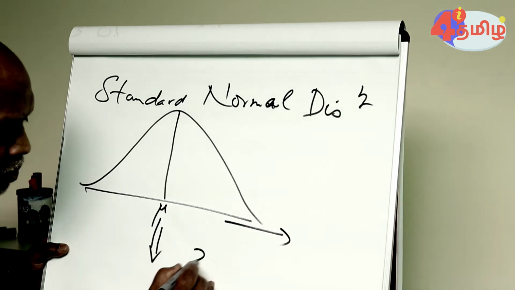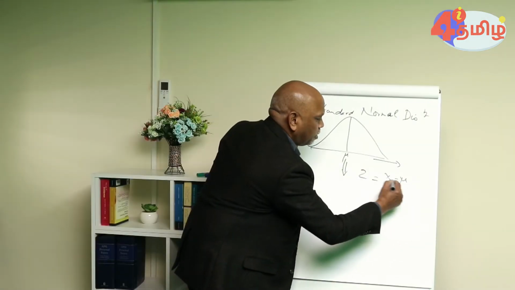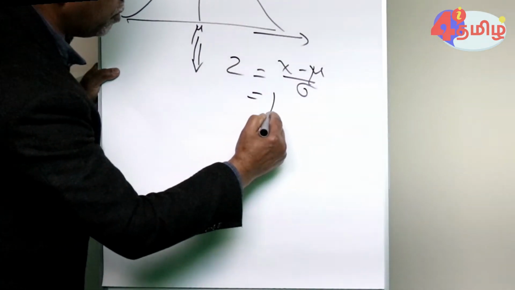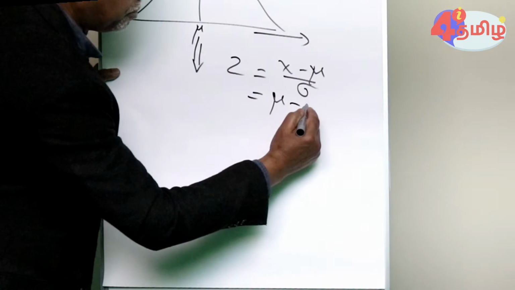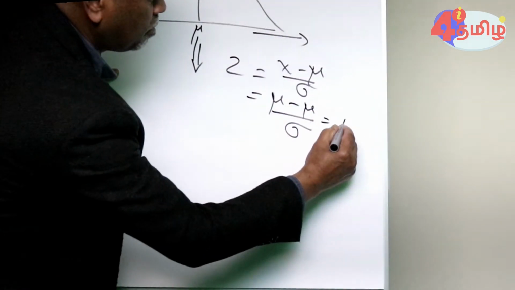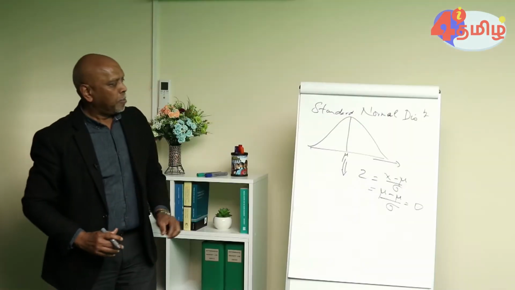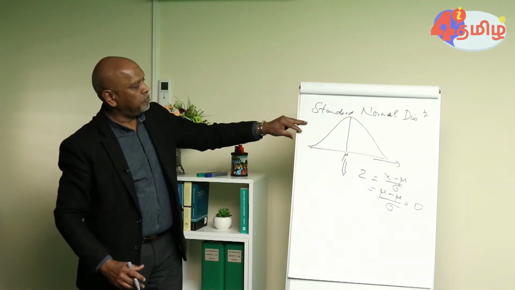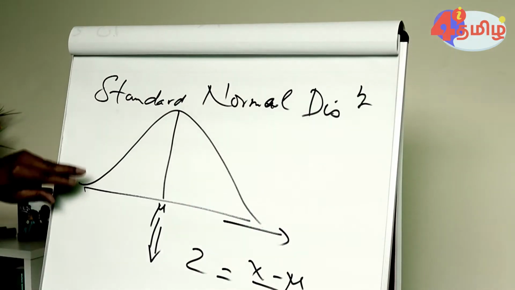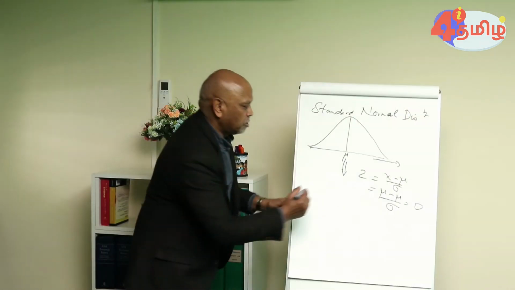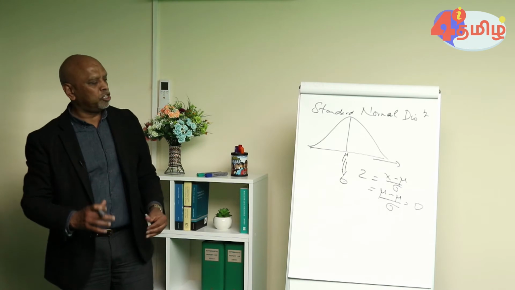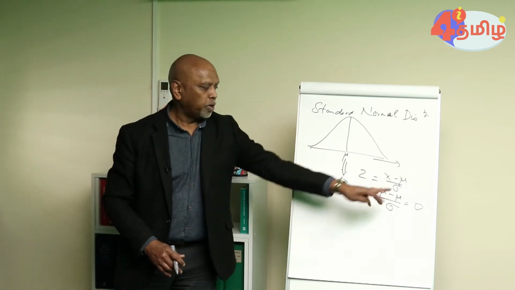The coding says x minus mu divided by standard deviation. So x is mu here. So mu minus mu over standard deviation, which is 0. So from the normal distribution to the standard normal distribution, the mu becomes 0. Straight away, in the standard normal distribution, mu is 0 by coding.